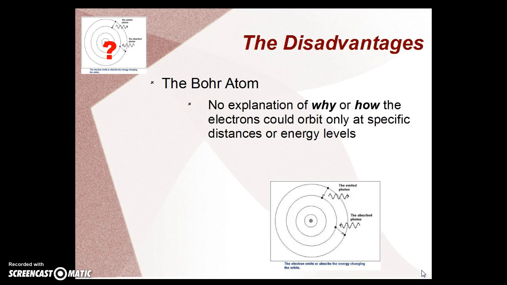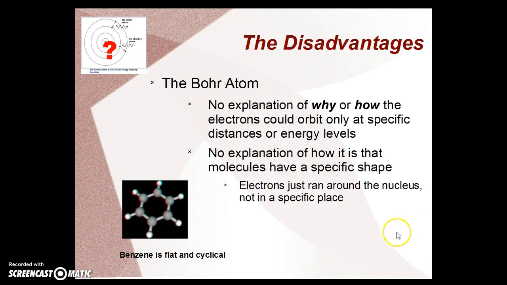But Bohr didn't explain why or how the electrons could orbit only at specific distances or energy levels, and he had no explanation of how it is that molecules have a specific shape, because as electrons were running around and around the nucleus, they weren't inhabiting a specific region of space. But we know in reality now that molecules do have a specific shape. In fact, that's how biochemistry works. And if our molecules didn't have a specific shape, we couldn't exist as human beings.